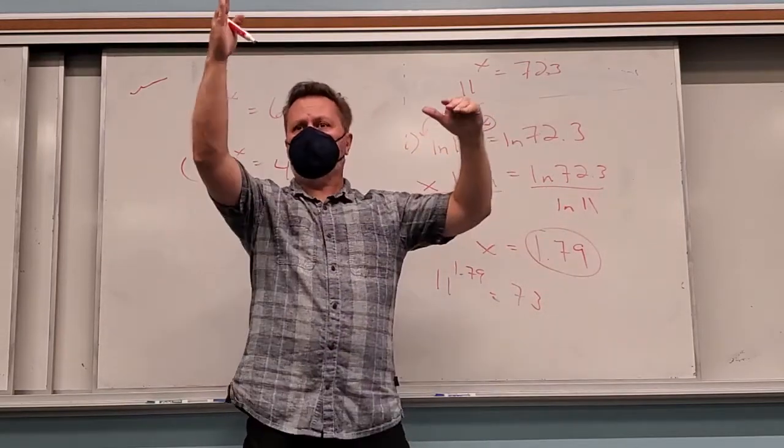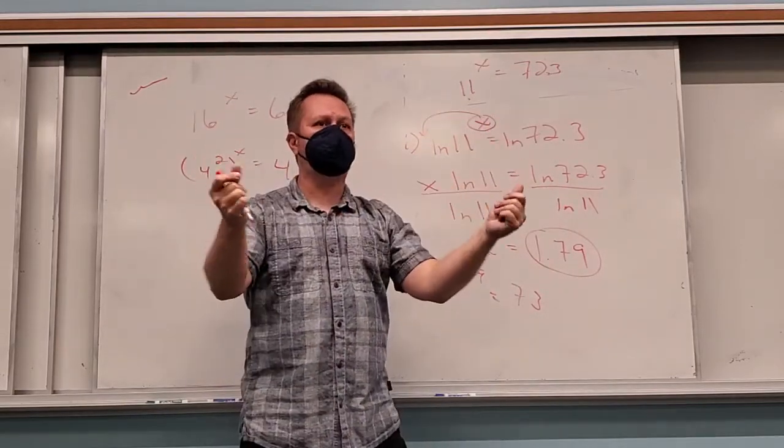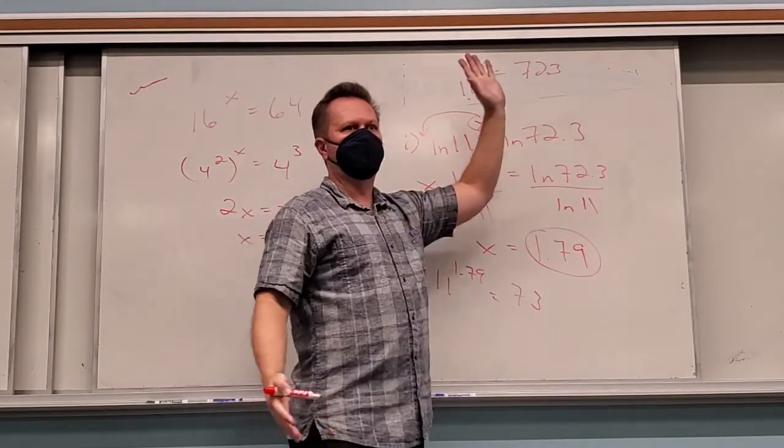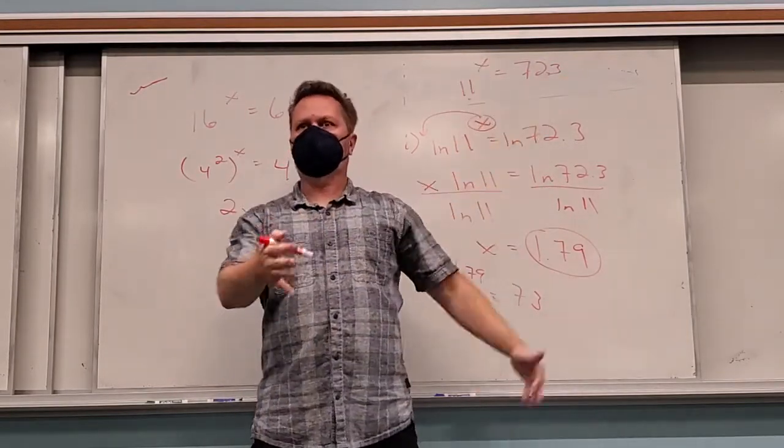And it's between 1 and 2, like we said. 2 would make it 121. That's too big. 1 makes it 11. It's too small.